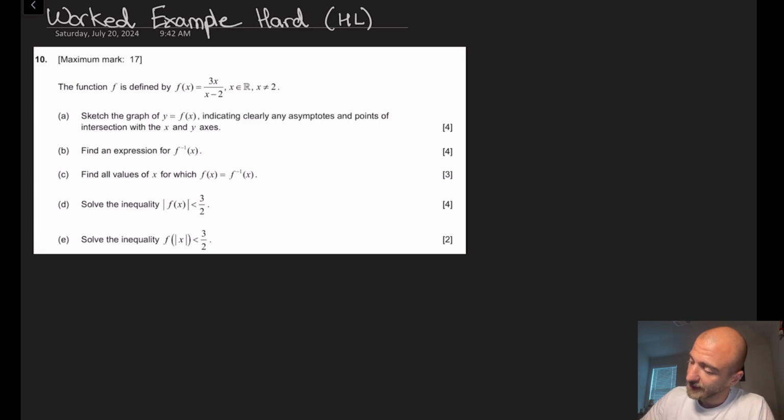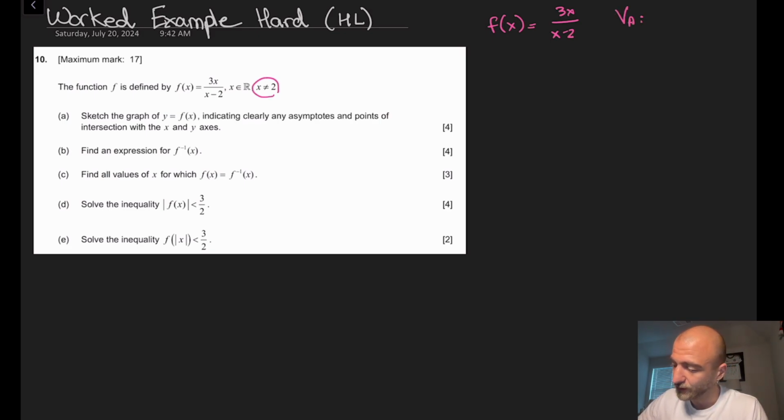We've got a function, f of x is equal to 3x over x minus 2. The first part of this question is asking us to sketch the graph of f of x, indicating any asymptotes and intercepts. Okay, so let's first figure out what the asymptotes and the intercepts are, then we're going to start sketching it. Now, the easiest one is always going to be the vertical asymptote, because that's always going to be linked to the domain.